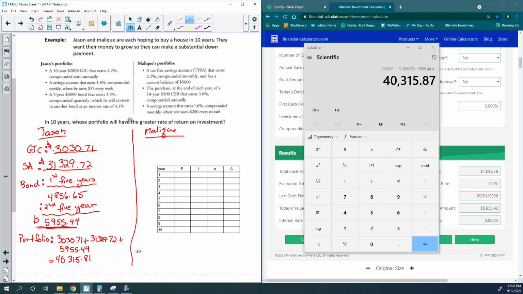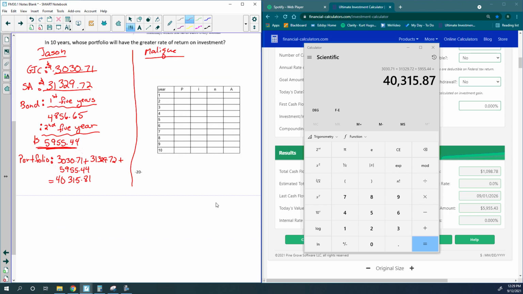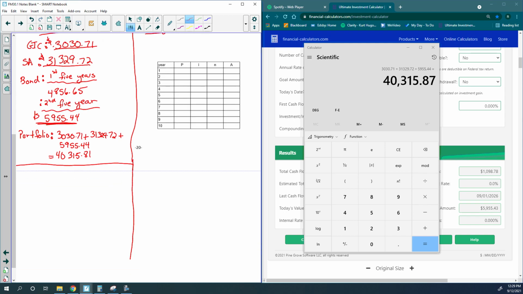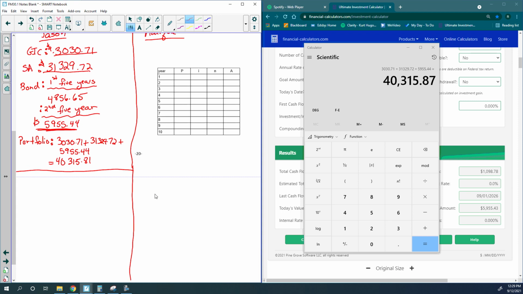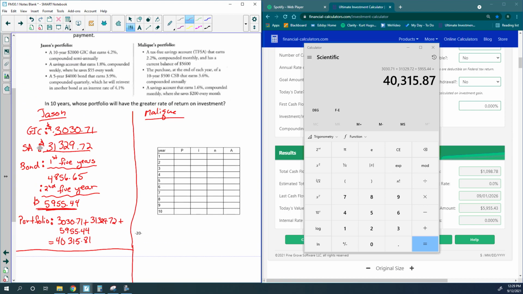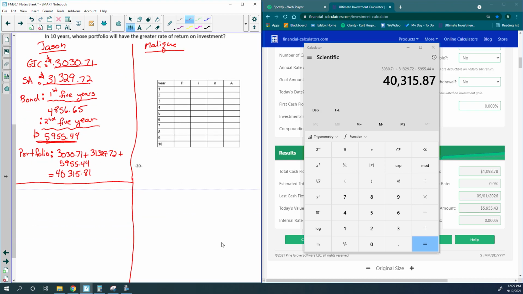Okay. Now, the final question is asking us to compare the rate of return. So we need to be able to do the rate of return for Jason. That is the end of the portfolio calculations. Now to do the rate of return, we need to have the amount of interest he's gained. And to be able to do the amount of interest, we need to know how much he's actually invested. So this is the amount invested.